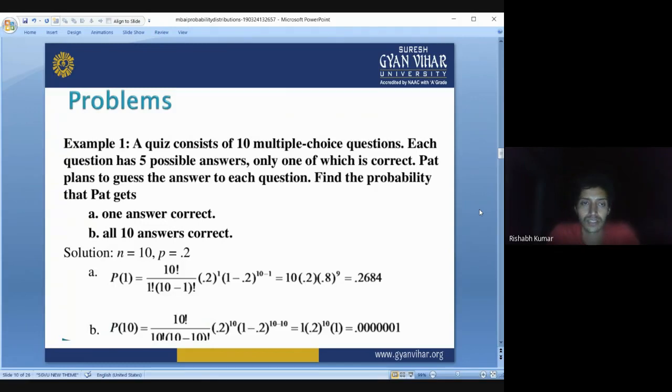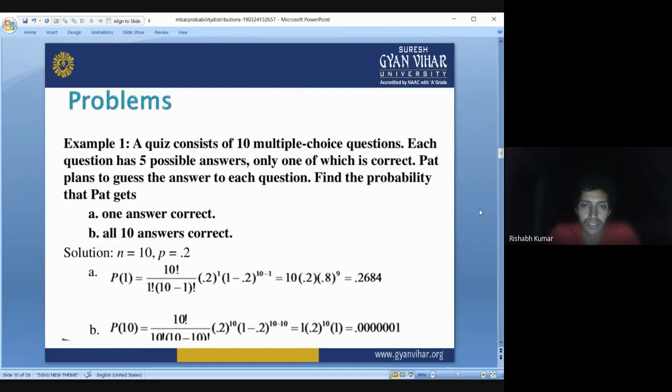So the question says that the quiz consists of 10 multiple choice questions. Each question has 5 possible answers, and out of those 5, only one will be the correct one. So what is the probability that Pat gets one answer correct out of the 10 questions? Here n is equal to 10. So there are a total of 10 multiple choice questions, right?